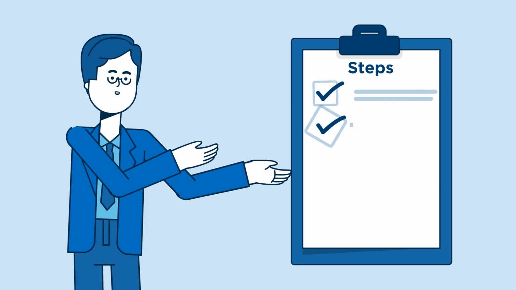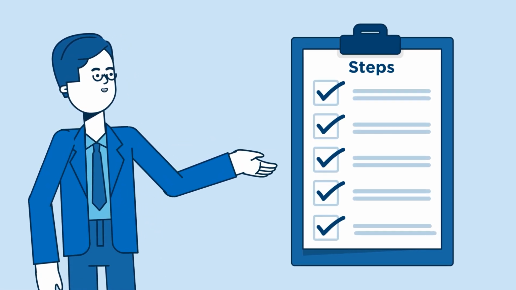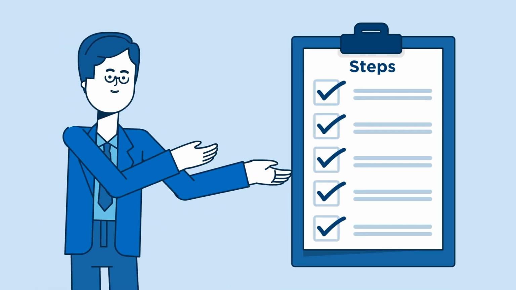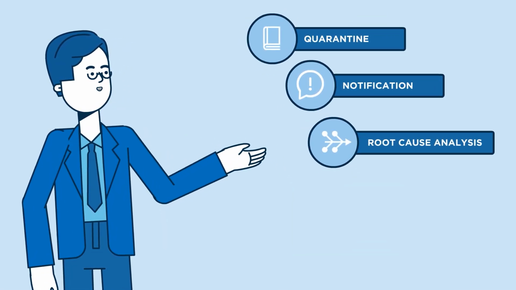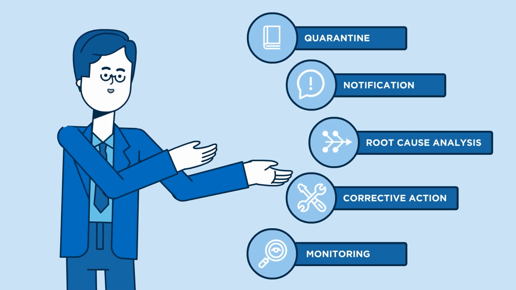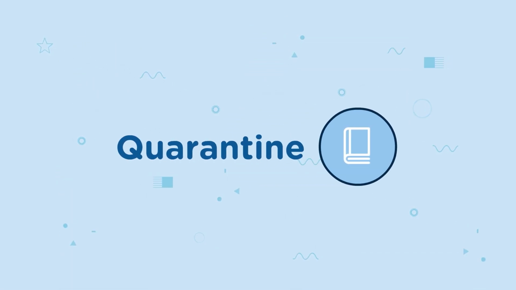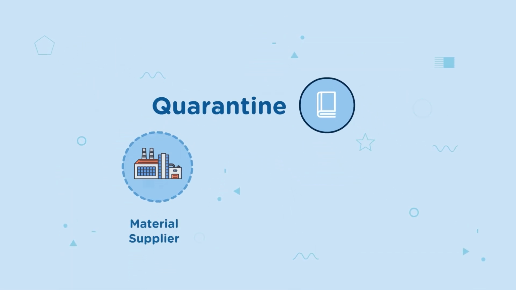This video will explain 5 important steps that should be taken when there is a material or product failure, including quarantine, notification, root cause analysis, corrective action, and monitoring. The first step is to quarantine the affected material.